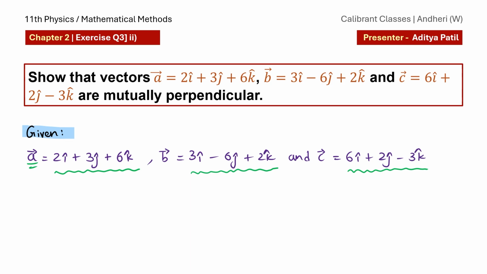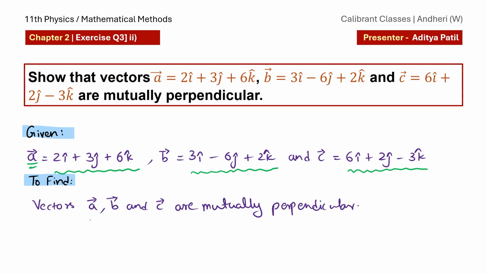And based on all this given information, हमें क्या ढूंढना है? We have to show that the vectors A, B and C are mutually perpendicular to each other. Let's get into the solution side of this question. So before we try to get into the solution, let us try to understand हम ये कैसे प्रूव करेंगे कि कोई एक वेक्टर परपेंडिकुलर है कि नहीं दूसरे वेक्टर के साथ.